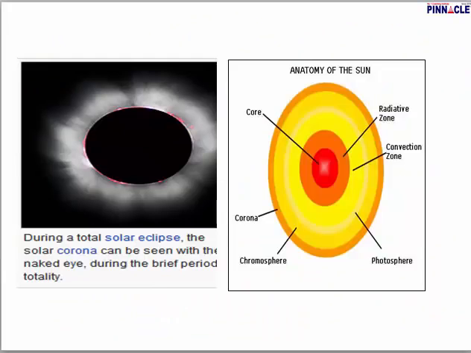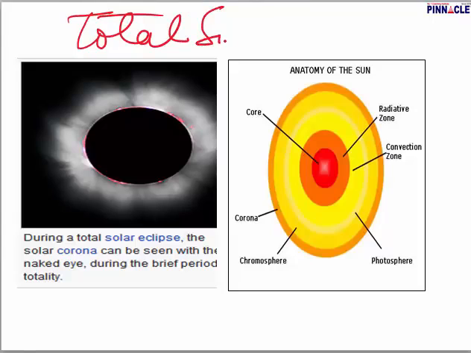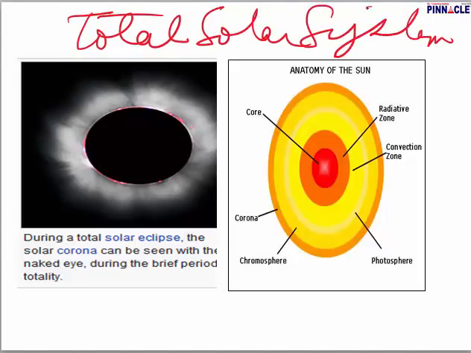Now, this is a picture of a total solar eclipse. What happens in a total solar eclipse? Total solar eclipses are rare because the sun is the largest body in the solar system. So for another body to cover up almost the whole of the sun is very difficult. So total solar eclipses are rare.